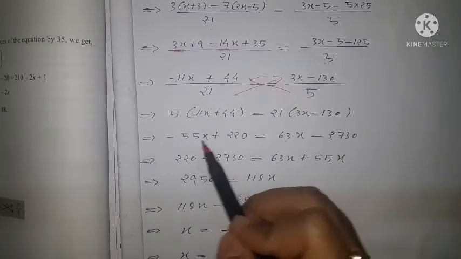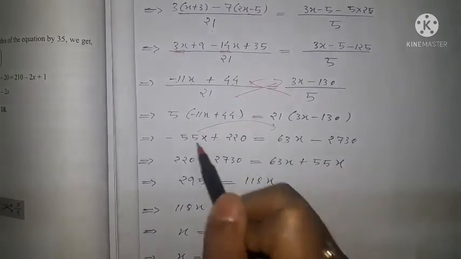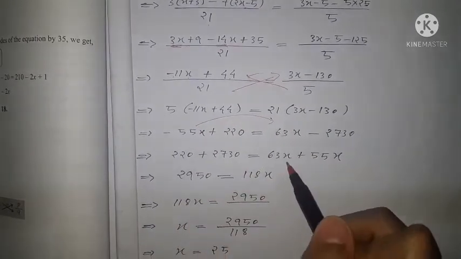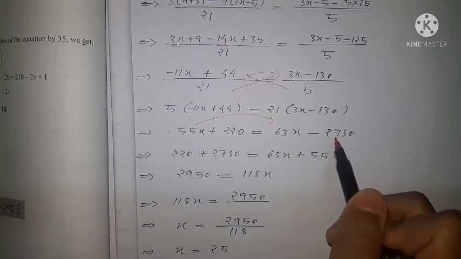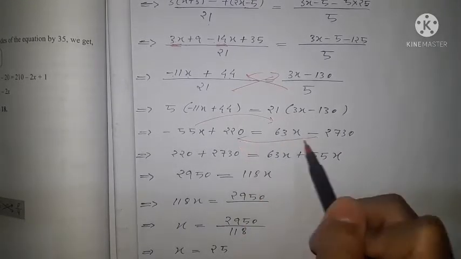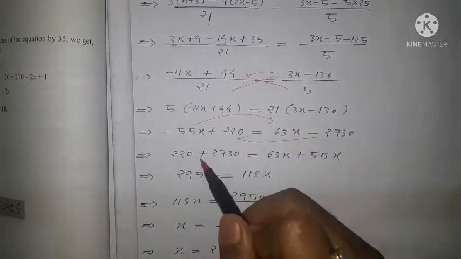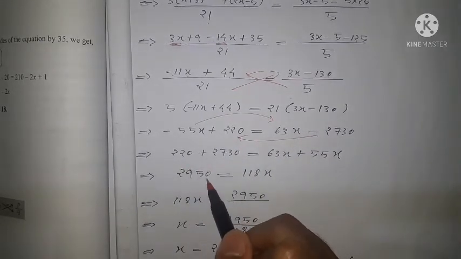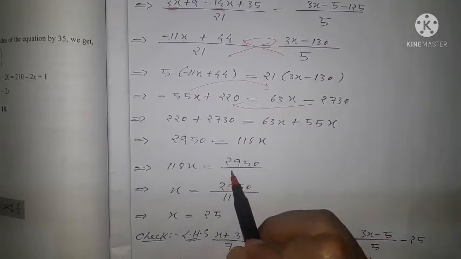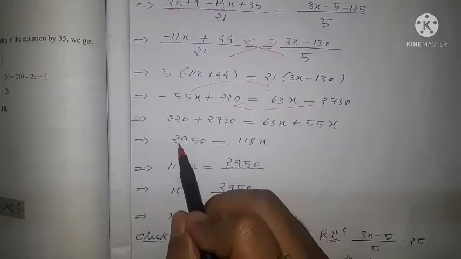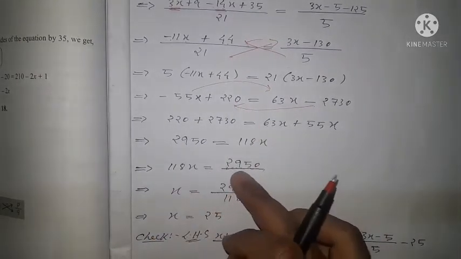2730. So therefore, if we take this 55 to the other side, since here it is minus, it will become plus there. So therefore 63x plus 55x. And this minus 2730 comes to this side, from the right hand side to the left hand side, since it is minus, it becomes plus. So therefore it is 2950 and it is 118x. So we can interchange and write 2950 is equal to 118x, so 118x is equal to 2950.